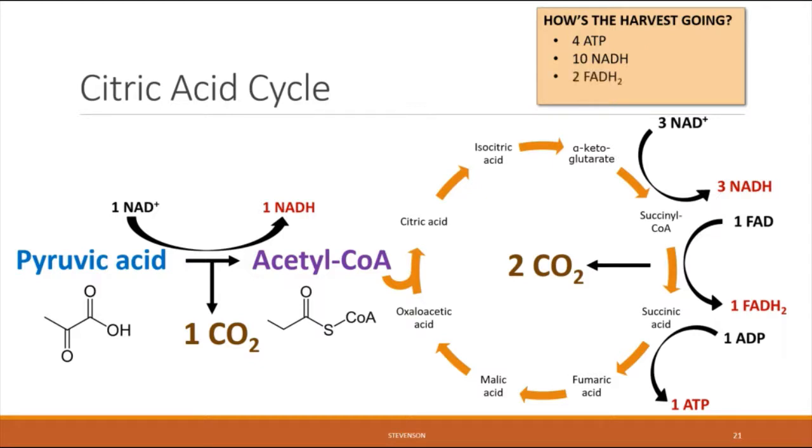And then finally, we have 2 of these molecules of FAD, FADH2 that were created, 1 per citric acid cycle, 2 total because of the 2 pyruvic acids. So at the end of the second step of cellular respiration, we've only made 4 ATP, but we've made a lot of these other temporary energy carriers. We've made a lot of NADH and FADH2.